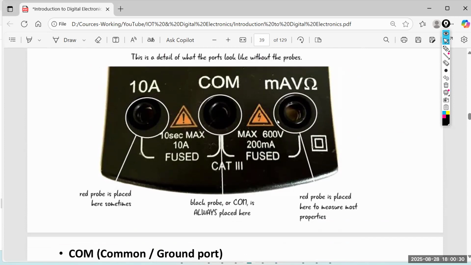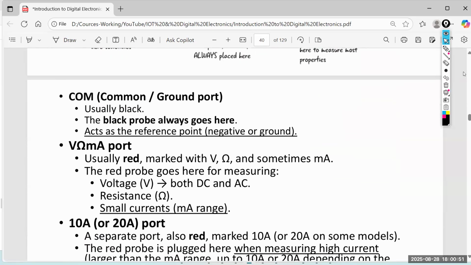Again, if you are measuring low voltage, low electricity, connect to here. If you are measuring somewhat high voltage, somewhat high electric current, usually high voltage means high current also most of the time, connect the red probe into this. That is how you decide. So black is always COM, and that is your ground or negative.